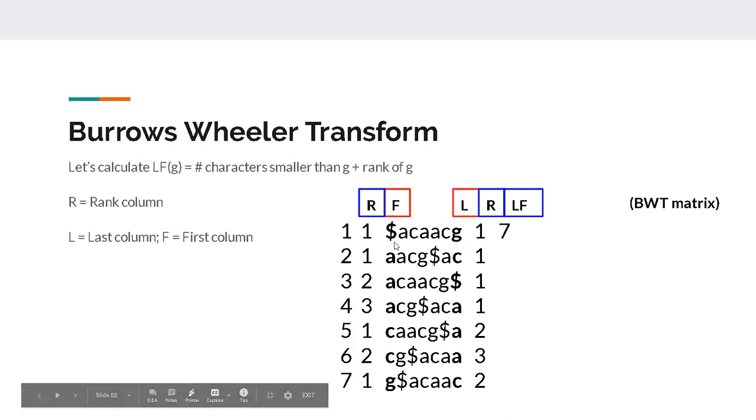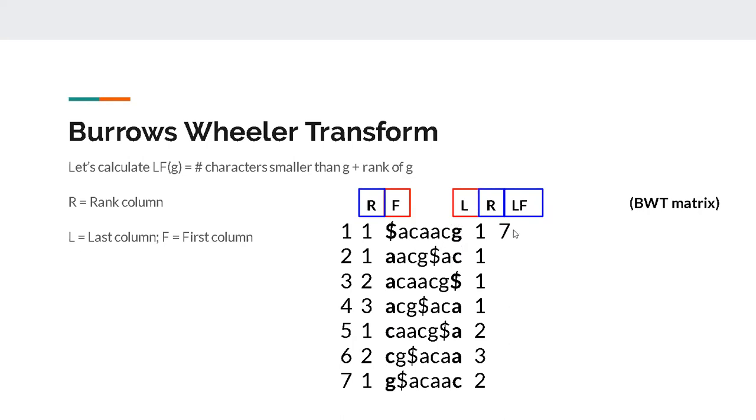When you start looking from the first column, it will give me a G, which was there in the first column when looked at from the left side, or the last column. So this will be the seventh, and this C would be the sixth. Sorry, this C would be the fifth because of the LF mapping. This C would be the fifth, dollar would be the first, and so on. So this is exactly what LF mapping would do.